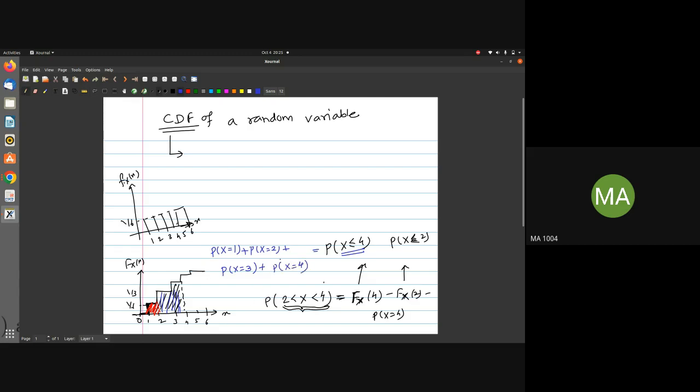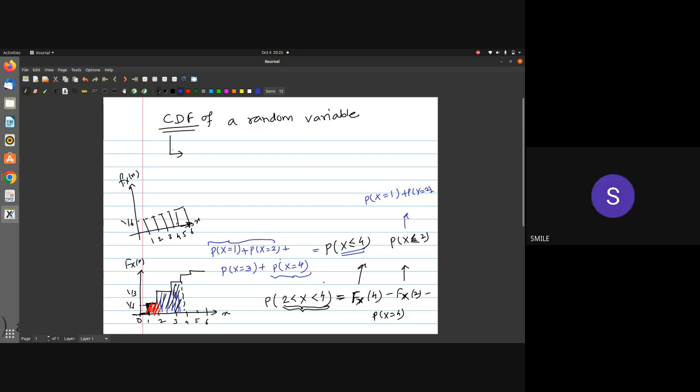And I am interested in what? Less than 4. So we should exclude this probability, correct? Yes, sir. And what is the probability that X is less than or equal to 2? It is the probability that X equals 1 plus the probability that X equals 2. Right. So that means this one, right?